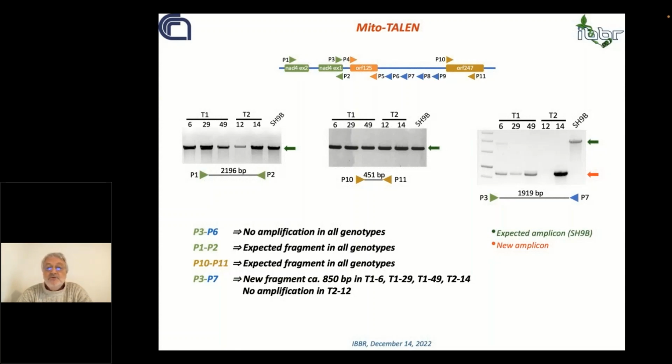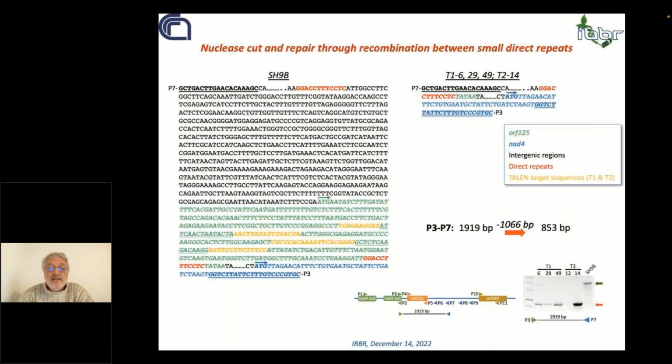So we used the primer upstream, P7, upstream of P6. In this case, we got a fragment, an amplification, in 4 plants out of 5, not in T212. In these 4 plants, the new fragment, marked with the red arrow, was about 850 base pairs long, instead of the expected 1,919 in the original SHN9B. Looking at the sequence again, we had the proof that the mutant fragment is 853 base pairs long, so it was 1,066 base pairs shorter than the expected original one.